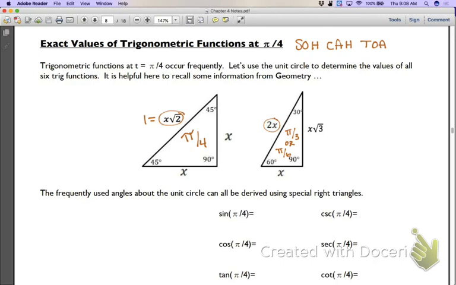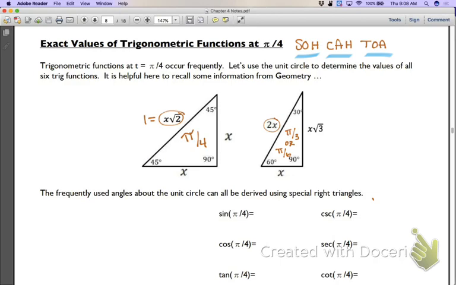So whenever we're just going to talk about the 45-45-90 triangle, there are a couple different ways that we can figure out what x is. Since the hypotenuse is always equal to 1, at least whenever we're dealing with the unit circle, we can either set 1 equal to x times the square root of 2, or you can use your trig functions up here. It's really up to you. It's going to give you the same thing.